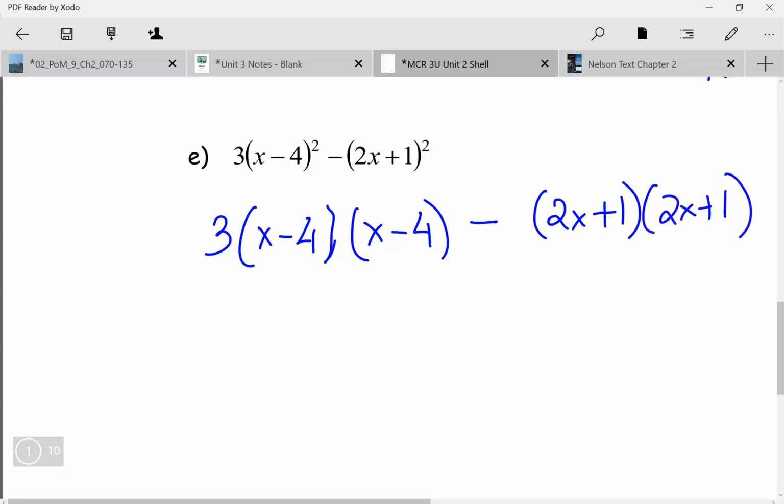Whenever you do expanding, I'd advise you to throw on brackets. So keep the brackets until you're sure they can be removed. I've added an extra pair of brackets here just to be safe. And even here. So interestingly, let's look at this one.